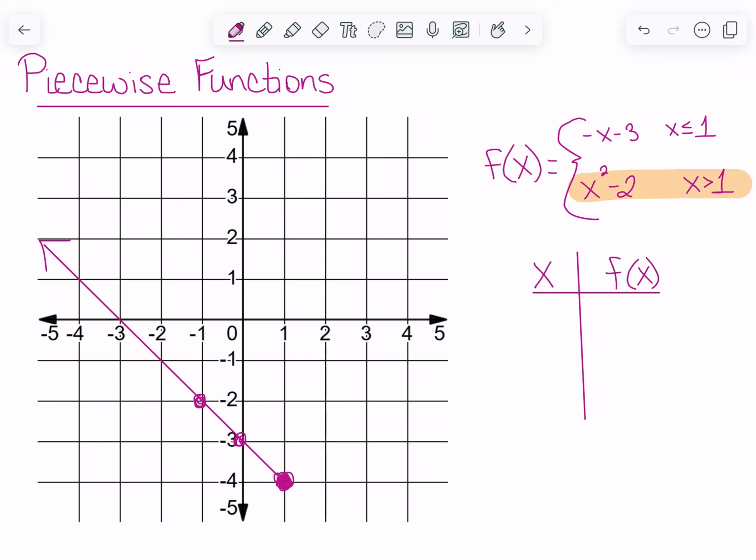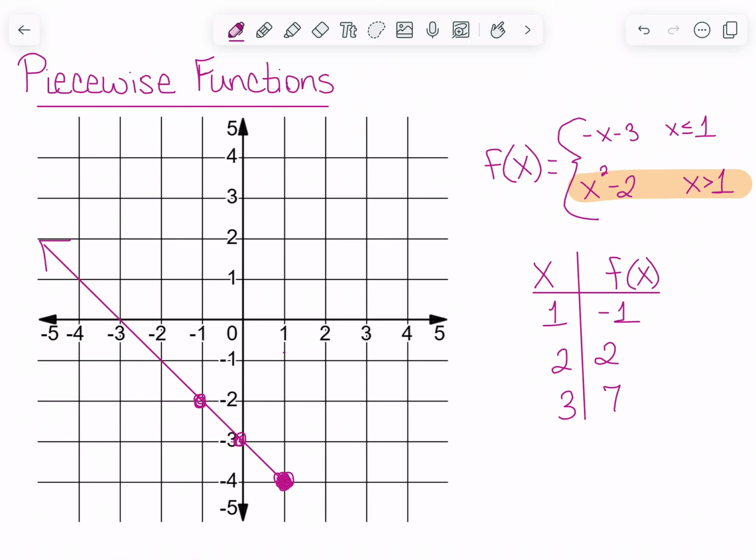Next, let's look at the second half of the function. This time we need to pick numbers greater than 1. And even though we don't directly include 1, it is still important to have 1 and numbers bigger than 1 in our table. So we will use the numbers 1, 2, and 3. 1 squared minus 2 is -1. 2 squared minus 2 is 2. And 3 squared minus 2 is 7.